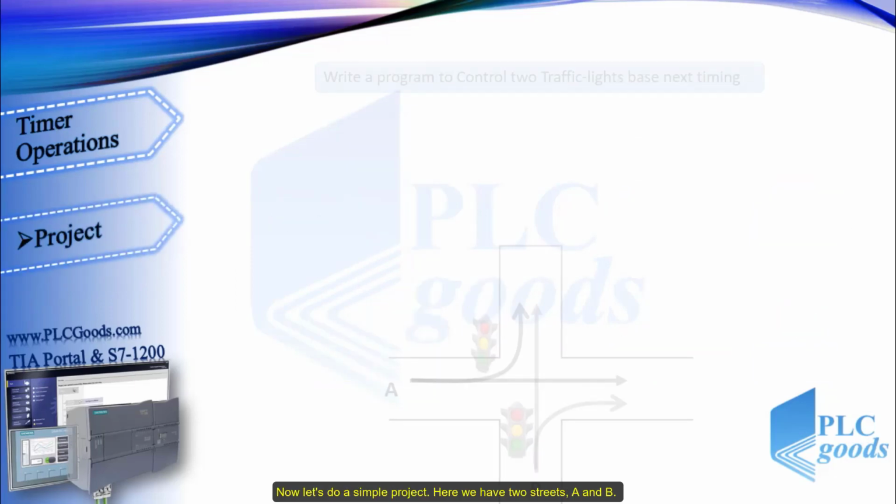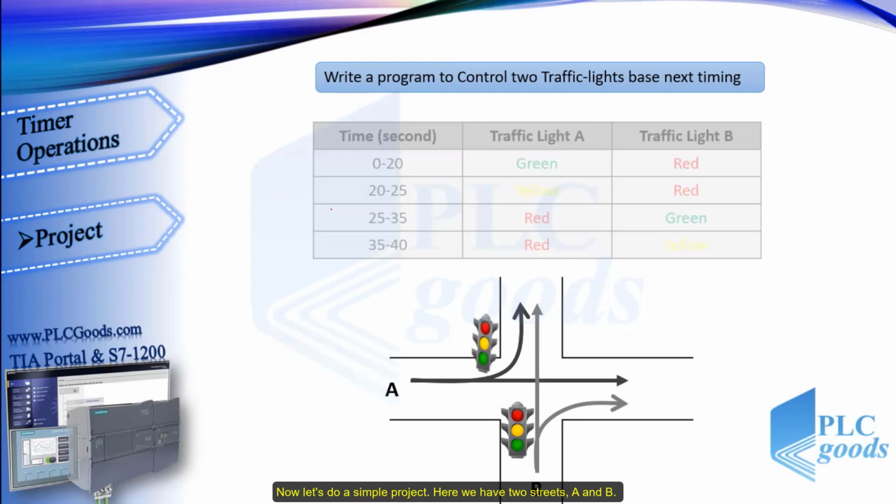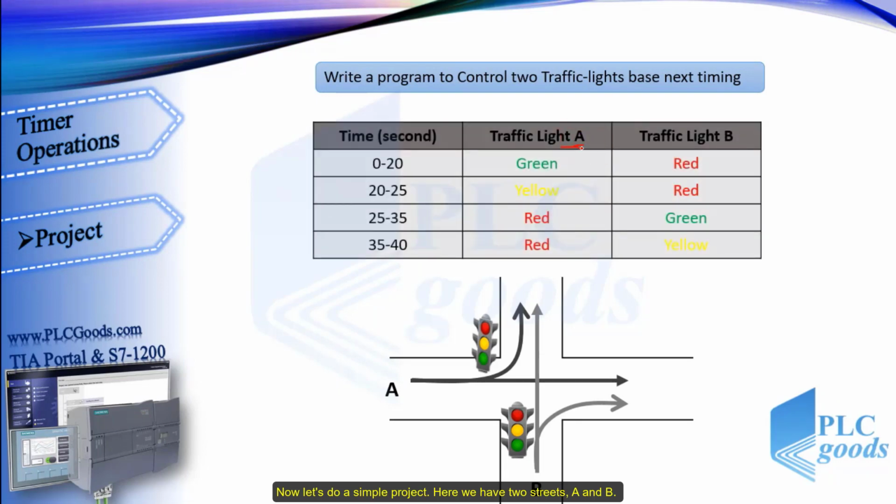Now let's do a simple project. Here we have two streets A and B. I want to write a simple program to control two traffic lights. When I press A start push button, A street must be open for 20 seconds. During this time, the red light of the B street will be on. Then the yellow light will be on for A street.